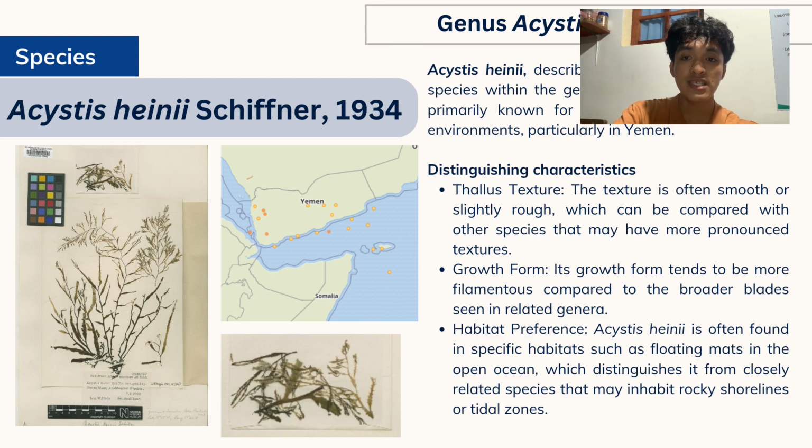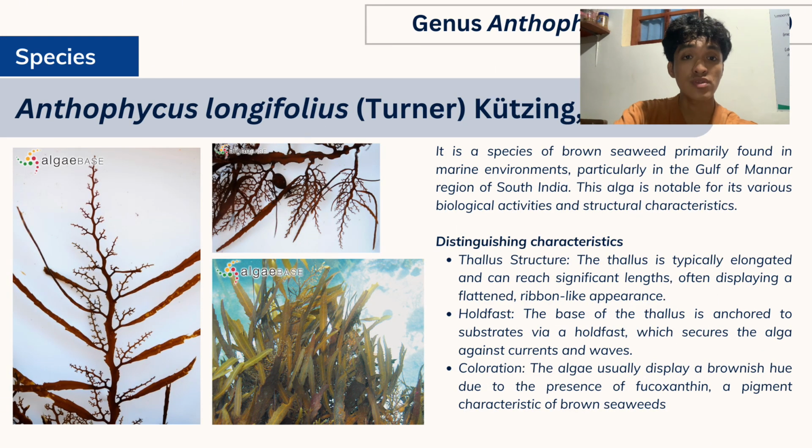The next species is Anthophycus longifolius by Kützing, 1849. It is a species of brown seaweed primarily found in the Gulf of Mannar region of South India. This alga is notable for its various biological activities and structural characteristics.